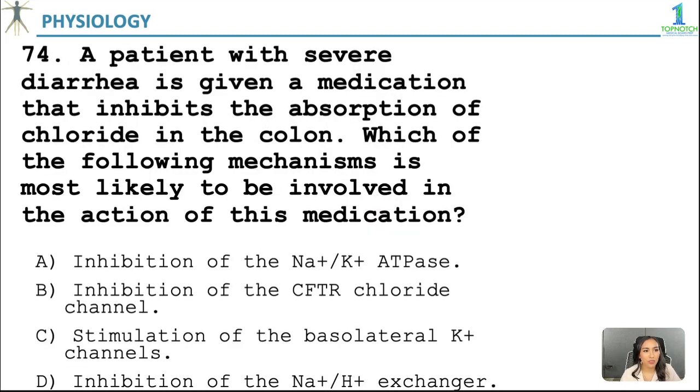Okay, number 74, a patient with severe diarrhea is given a medication that inhibits the absorption of chloride in the colon. Which of the following mechanisms is most likely to be involved in the action of this medication? Okay, so the correct answer is B, inhibition of the CFTR chloride channel.